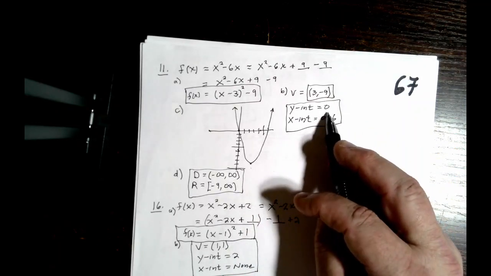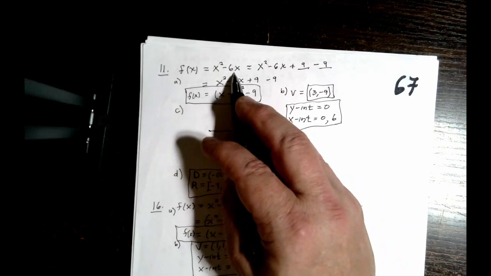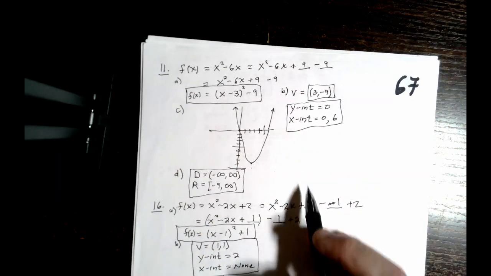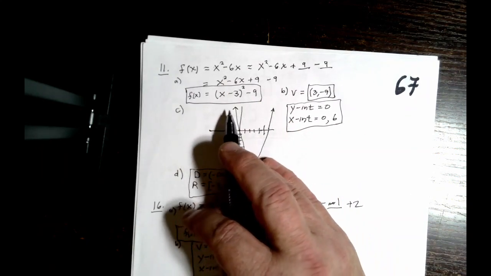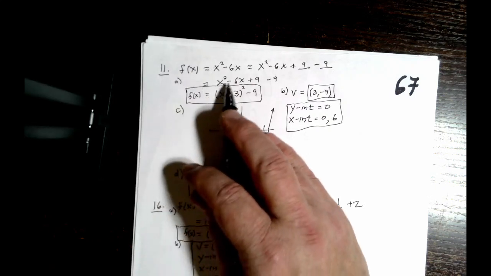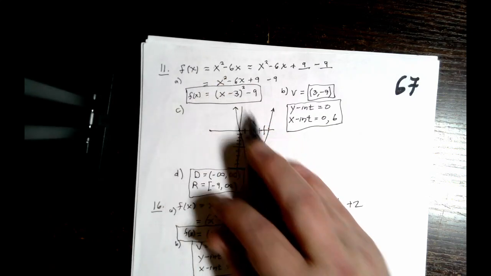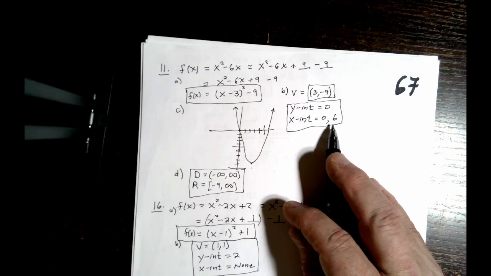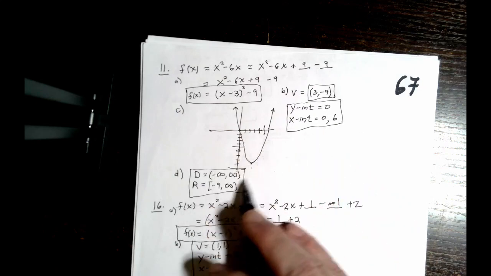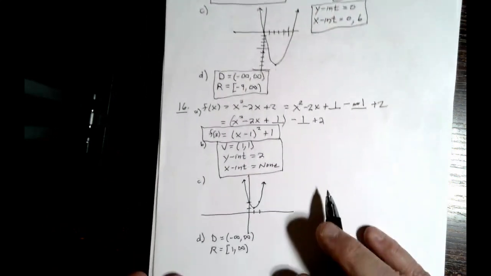To find the y-intercept, you let x equal 0 and that gives you y equals 0. To find the x-intercept, you let y equal 0 and you can factor down to x and x minus 6, which gives you 0 and 6. And you get your domain and range by just looking at the graph.